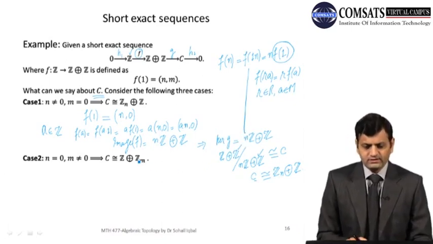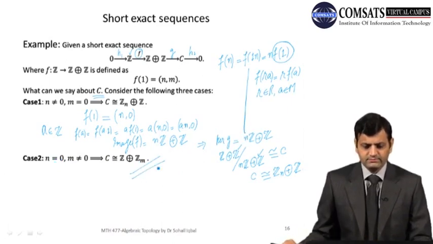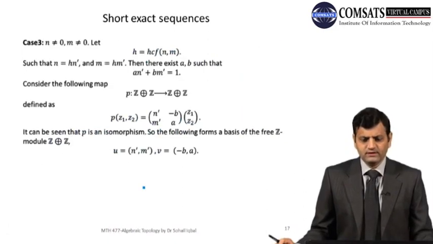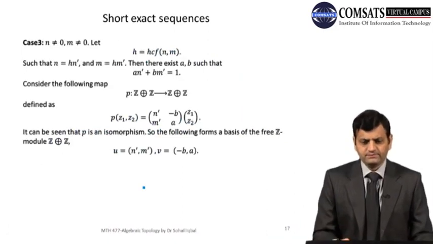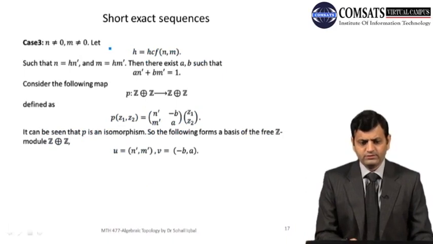On the same lines, we can show that if m is not equal to 0 and n is equal to 0, then C is Z plus Zm. So let's consider this third and interesting case. If m and n both are non-zero, then we can calculate the highest common factor of n and m. If h is the highest common factor, then we can write n is equal to h times n prime, and m is equal to h times m prime. By a result from number theory, there exist a and b such that a n prime plus b m prime is equal to 1.